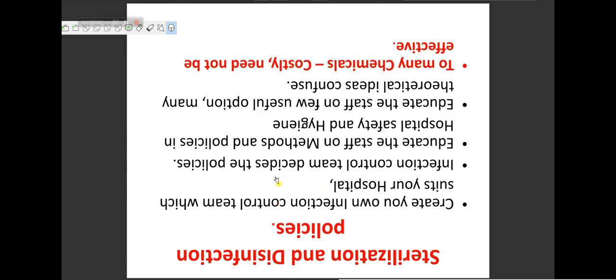Now, sterilization and disinfection policies are there. We should always create our own infection control team in the hospital, right? The infection control team will decide the policies, and we should always educate our staff on the methods and policies, on hospital safety and hygiene, and on a few useful options. Many theoretical ideas confuse, right? Too many costly chemicals need not be used.